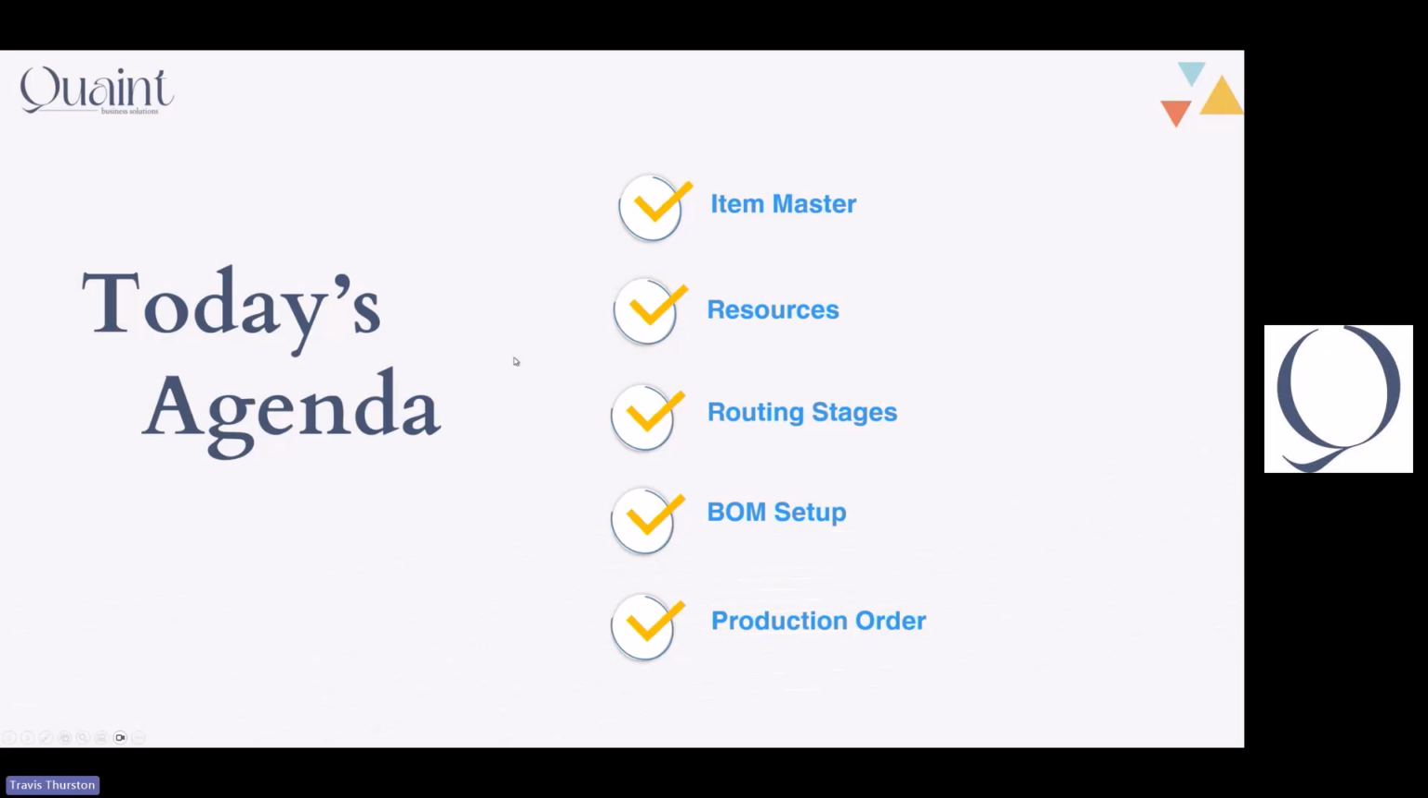So on today's agenda, we're going to be covering things like the item master, resources, routing stages, our BOM setups, and then production orders. All of these play a part in out-of-the-box manufacturing. Obviously, there's a lot that we can jump into, so I'm going to keep it at a high level to some degree, but try to hit the main points that matter when using out-of-the-box manufacturing.